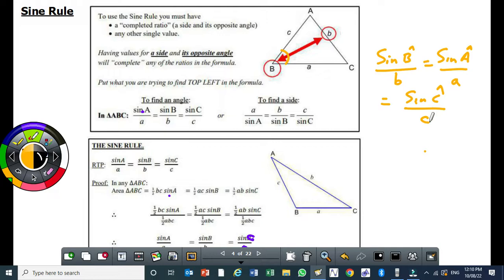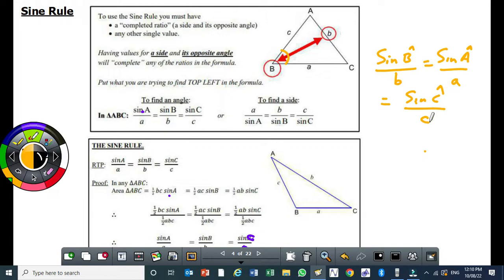Okay? So the three ratios are equal. So sine B over b is equal to sine A over side a, and then sine C divided by side c. They are all equal, those ratios. Now, where does this come from? Well, the easiest proof is to use the area rule. But when you use area rule, you just divide by half abc.